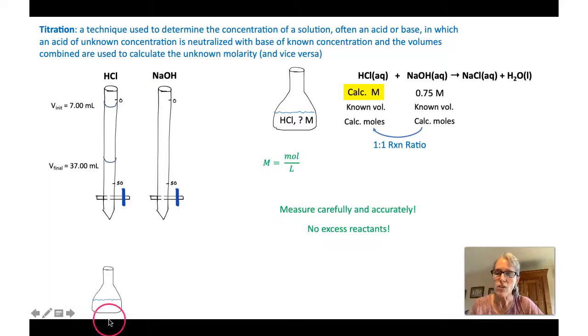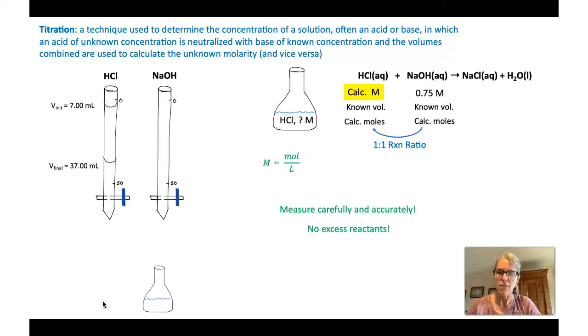Well, how are we going to know at the microscopic level when all the H+ has been reacted with the sodium hydroxide? The key is we're going to add phenolphthalein, an acid-base indicator. That will turn pink as soon as all of that HCl has been reacted. So we can see macroscopically what's going on microscopically.